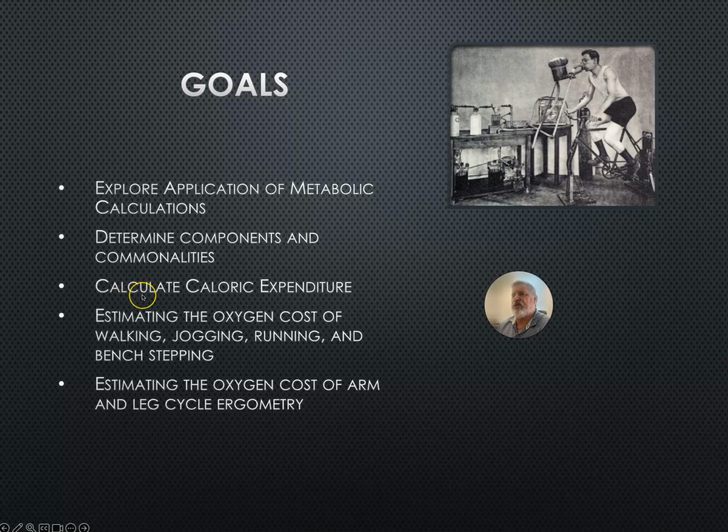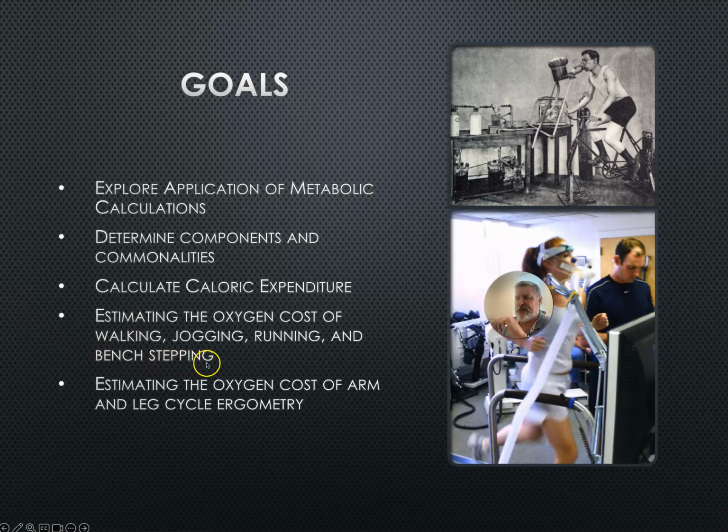We're also going to calculate caloric expenditure. We're going to look at the estimated cost of walking, jogging, running, and we may or may not do bench stepping. I think that maybe we won't. And then we're going to look at estimating the oxygen cost of arm or cycle ergometry. It covers that in the textbook, but I'm not going to ask you to know that for any tests that we have.